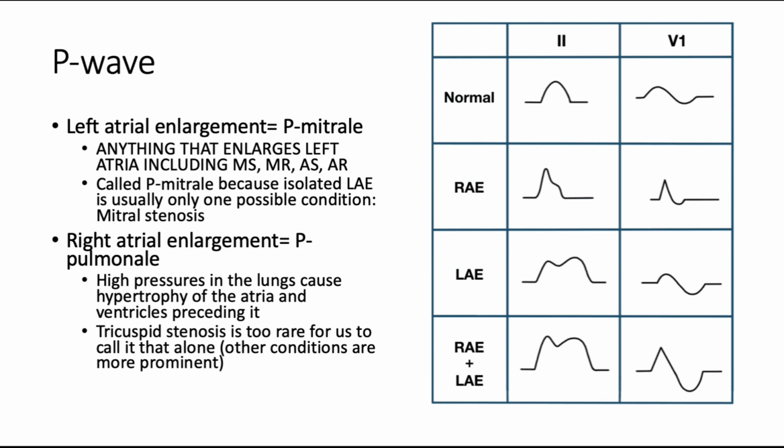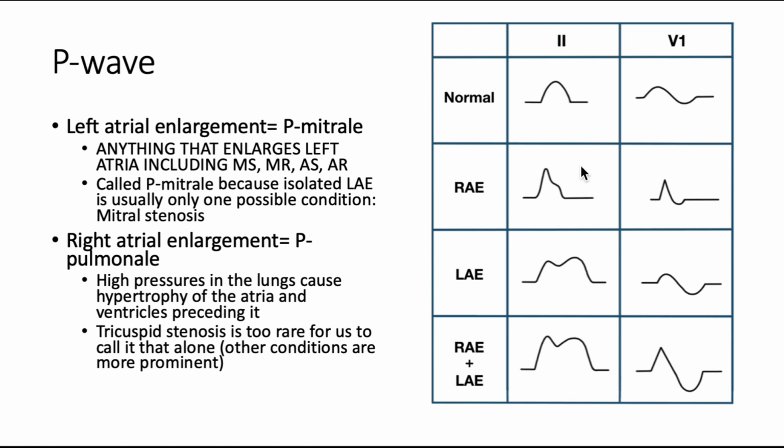For right atrial enlargement, we're looking at anything that causes high pressure in the lungs that causes that hypertrophy of the right atria and ventricle. So you're looking at more of this taller type of P wave. When they're put together, they're tall and they're wide.